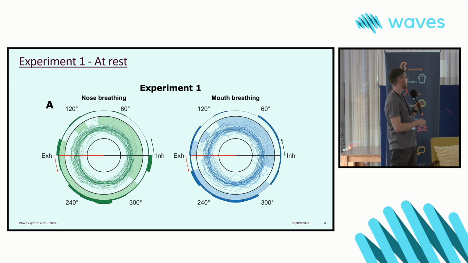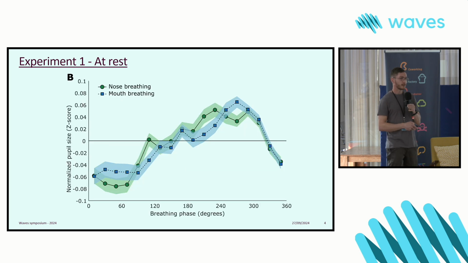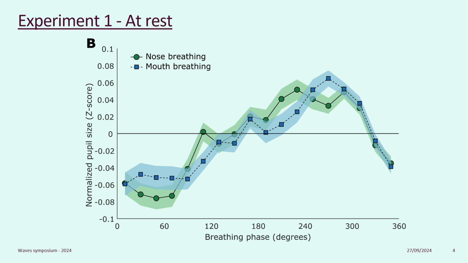Furthermore, on the outside of the circle plot, you have a polar histogram, and this shows the proportion of participants that have the mean vector direction pointing towards a certain breathing bin. This does not take into account vector length, but just vector direction. A somewhat simpler plot is here, which is the average normalized pupil size across participants for both nose and mouth breathing. Again, 0 means inhalation onset, and 180 degrees is exhalation onset. You can see quite nicely that pupil size varies systematically, with the largest pupils usually around mid-exhalation, and the smallest pupil size around inhalation onset.